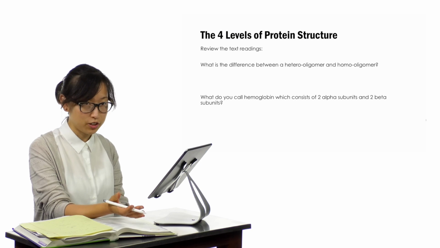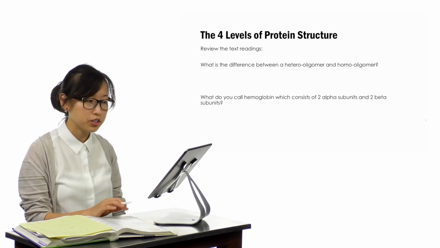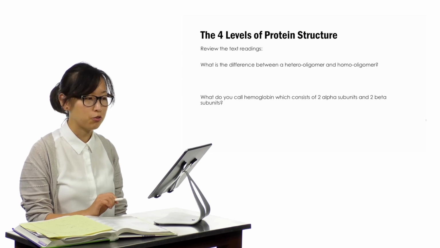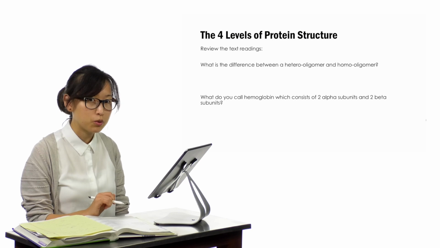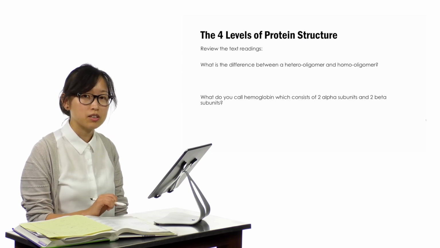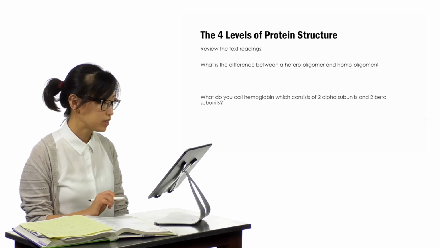Lastly, quaternary structure is when multiple polypeptides that each have their own tertiary structure come together to form the functional protein. And as mentioned before, there are cases where proteins consist of only one polypeptide. Let's answer these questions.